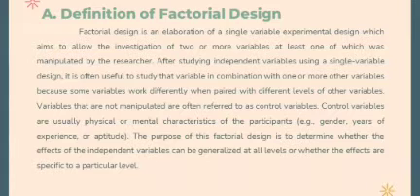In a 2 by 2 design, both variables may be manipulated, or one may be a manipulated variable and the other a non-manipulated variable. Variables that are not manipulated are often referred to as control variables. Control variables are usually physical or mental characteristics of the participants. Examples are gender, years of experience, or aptitude.